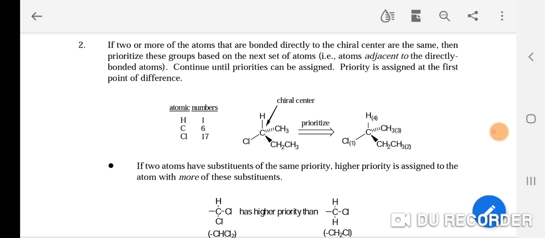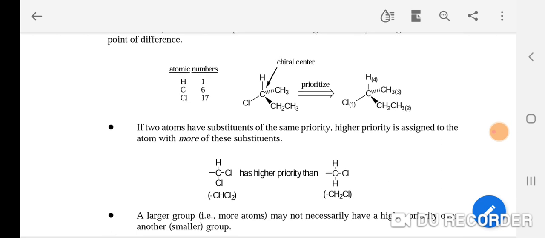But between CH3 and CH2CH3, the carbon is joined to a carbon in both substituents. Therefore we consider the groups which are attached to the carbon atoms. The CH2CH3 has one additional carbon group, therefore it has the second priority and CH3 has the third priority, and the fourth priority goes to hydrogen.